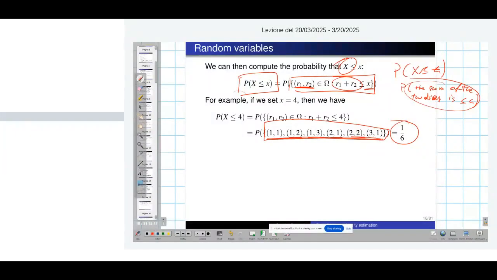So essentially, a random variable, given an outcome, gives me a number. And then I can ask, what is the set of outcomes for which the random variable is lower or equal than some value? So what is the set of outcomes for which the sum of the two dice is lower or equal than 4? And then I can compute the probability of that event. So the probability of the set of outcomes for which the sum of the two values is lower or equal than 4.